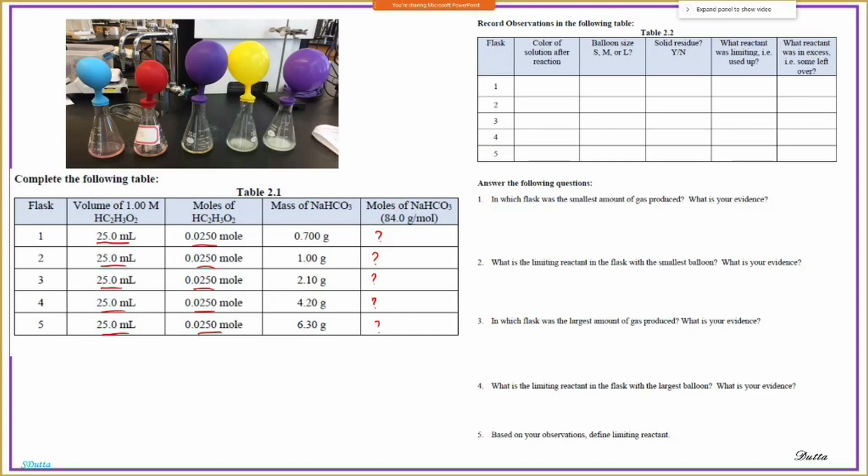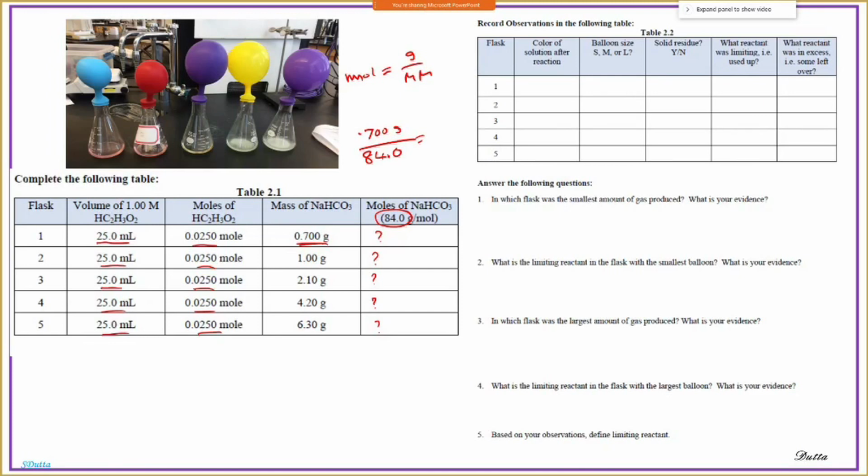How many moles? So can anyone tell? If I have 0.700 grams of sodium bicarbonate, how many moles? So then you need to know mole equals grams over molar mass. And what is the molar mass? You are given 84.0. So what will be the answer? If I use my calculator, the answer is going to be, again, you're going to use the significant figure rule.